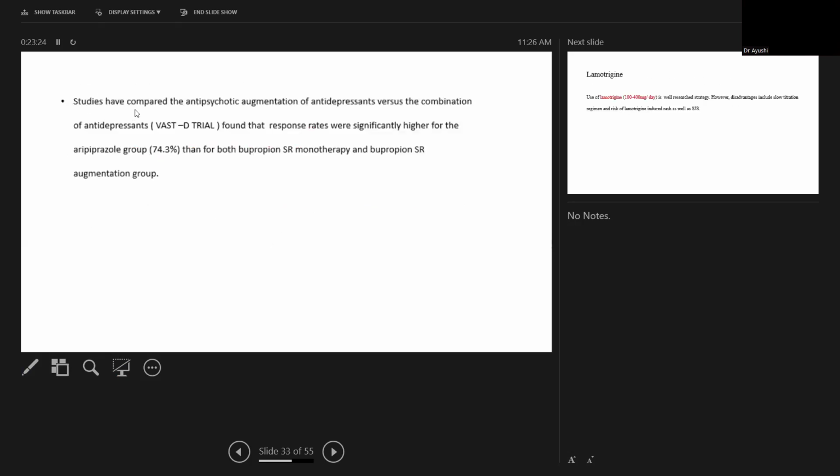Now, studies have compared antipsychotic augmentation of antidepressants versus combination of antidepressants. The VAST-D trial found that the response rate was significantly higher for the aripiprazole group than for bupropion SR monotherapy or bupropion SR augmentation.